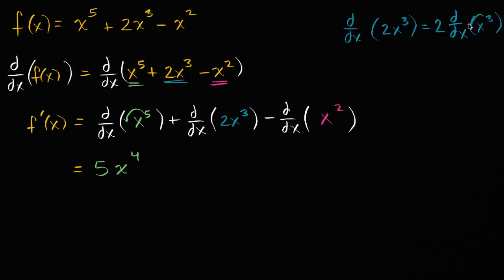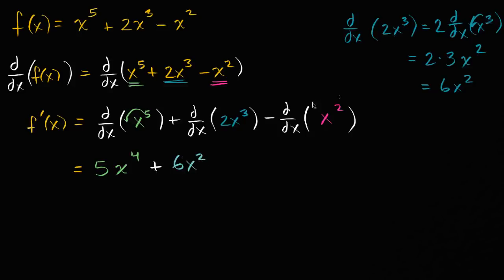Well, we would bring the 3 out front and decrement the exponent. And so this would be equal to 2 times the 3 times x to the 3 minus 1 power, which is, of course, the second power. So this would give us 6x squared. So another way that you could have done it, I could just write a 6x squared here. So this is going to be 6x squared.